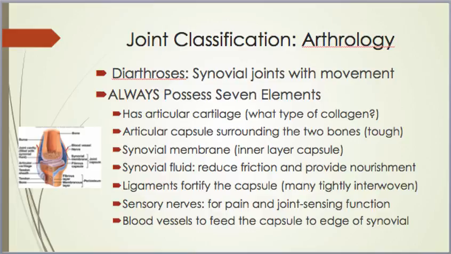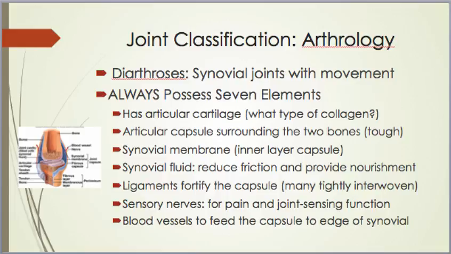Diarthrosis joints also have ligaments that fortify the capsule, but in reality, many of these ligaments are interwoven into the joint capsule itself. A great example of that is the superior, middle, and inferior portions of the glenohumeral ligament anteriorly in the shoulder. So they're basically thickened portions of that joint capsule. Other ligaments are much more independent, if you will. They are much more distinct, such as the fibular collateral ligament at the knee. It's very, very distinct.